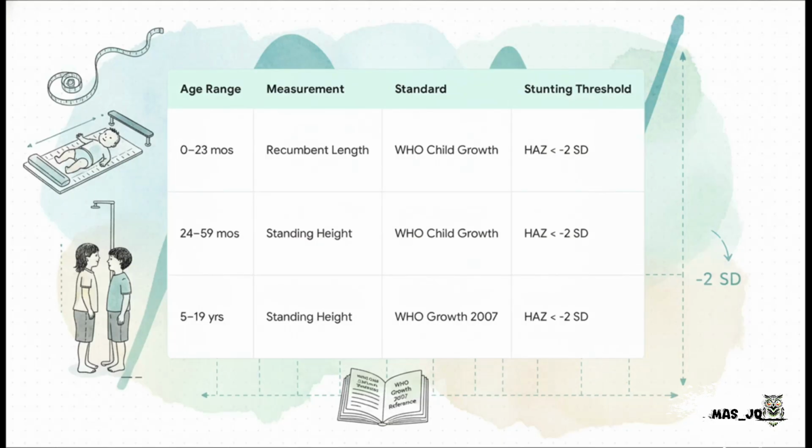This table does a great job of pulling everything we've talked about together. For kids under 2, you measure their length lying down. From 2 to 5, it's their height standing up. For both of those groups, you use the WHO Child Growth Standards, and that key stunting threshold is a score below -2 standard deviations. The process is pretty similar for older kids and teens, but it just uses a slightly different reference data set from 2007.